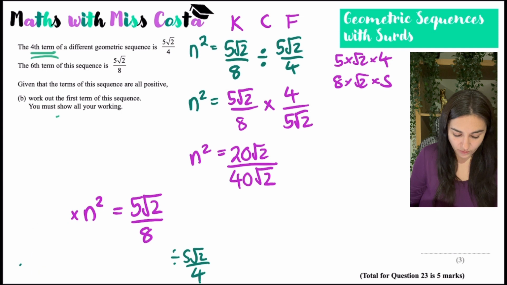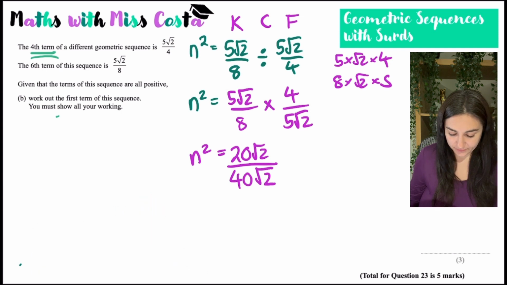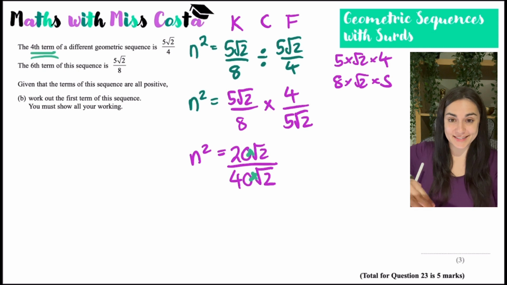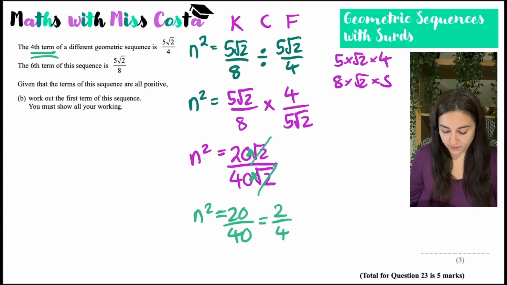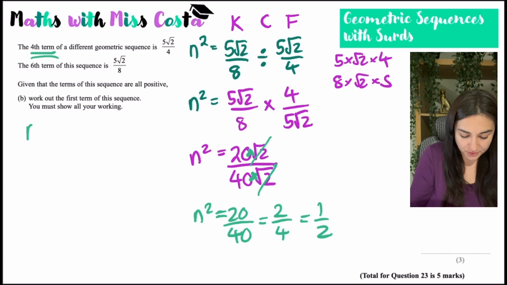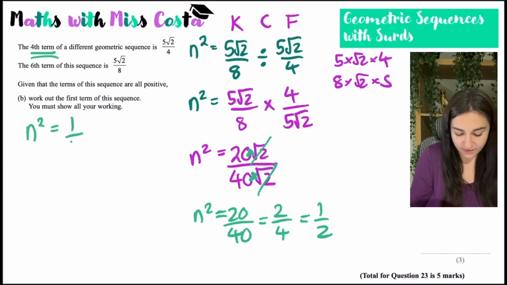So what is this fraction simplified? Remember, when you have a fraction and everything is being multiplied on the numerator and the denominator, any terms that are the same cancel out. So root 2 over root 2 is going to cancel out. So n squared is 20 over 40, which we could simplify to 2 over 4, which we could simplify to a half. So you know that n squared is a half.